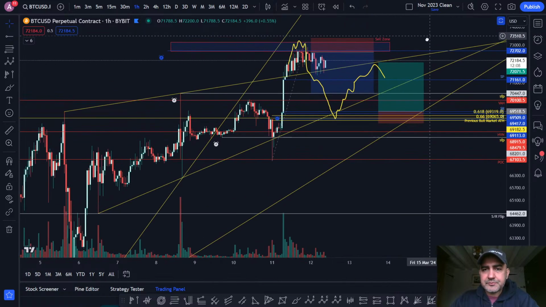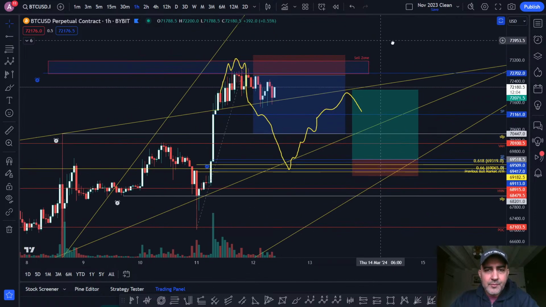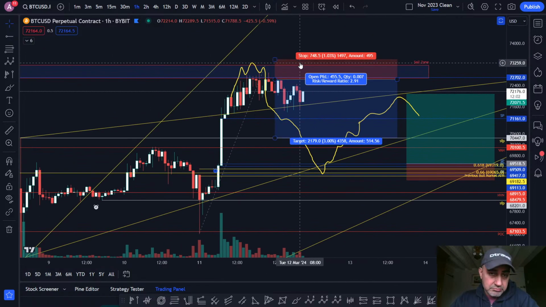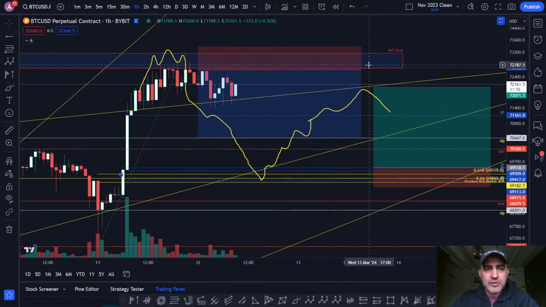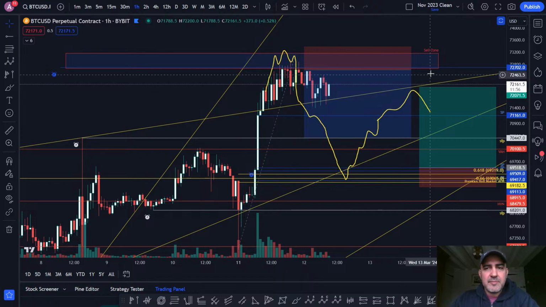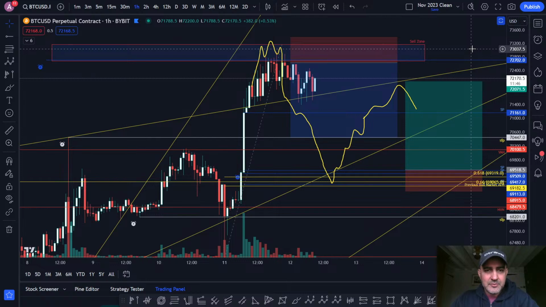And this is what I drew. Didn't get as high as I imagined it could. But look, I drew this nice imaginary box in the middle of nowhere in price discovery. I called it the sell zone. And surprise, surprise, Bitcoin loves to follow my projections.